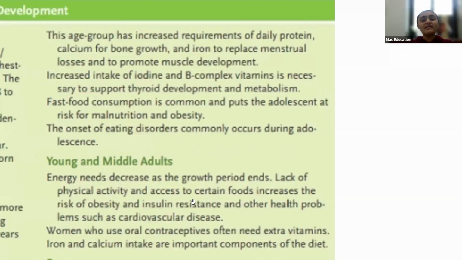This age group has increased requirement of daily protein, calcium for bone growth, and iron to replace the menstrual losses and to promote muscle development. Now in adolescent age we have seen that beard growth starts, muscle gain also starts in the adolescent phase. So this group has higher protein and calcium requirement because of muscle building and bone growth. Females have to be given iron also due to menstrual losses. Now females will also start menstruation in adolescence. So you have to provide all these things.